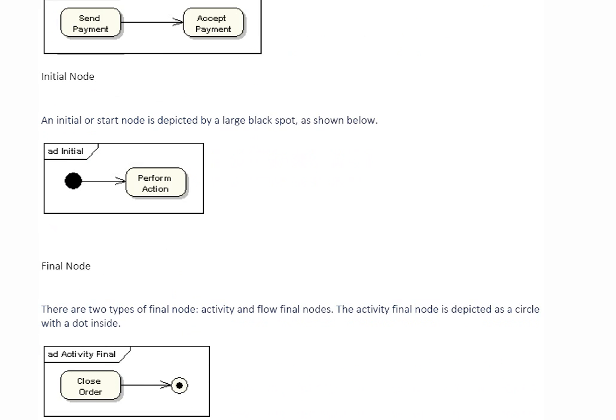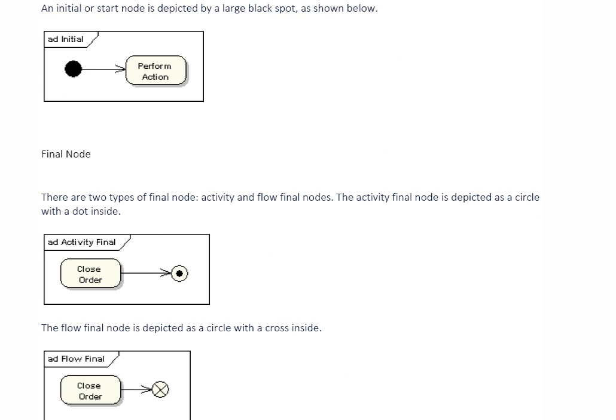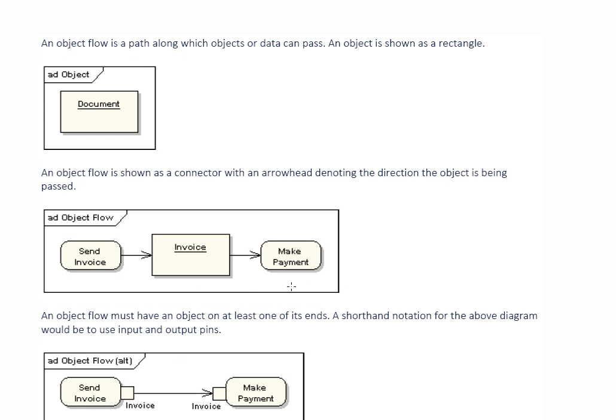Final node. There are two types of final node: activity and flow final nodes. The activity final node is depicted as a circle with a dot inside. The flow final node is depicted as a circle with a cross inside.